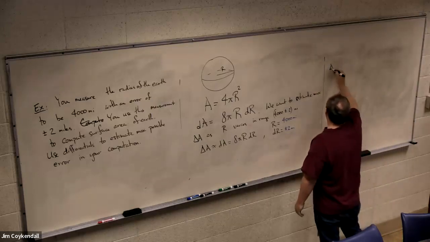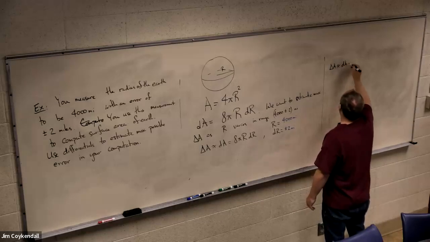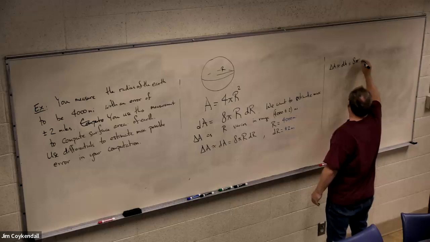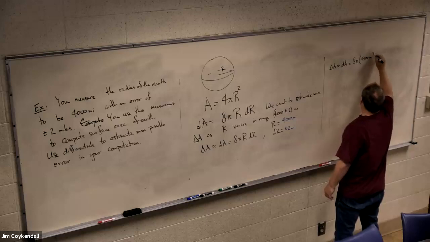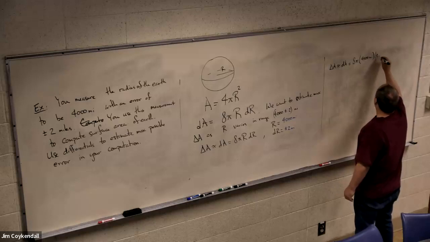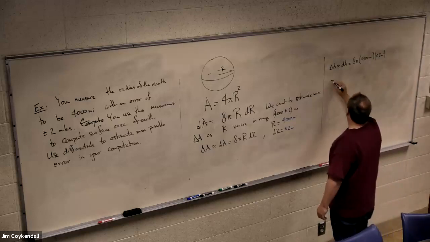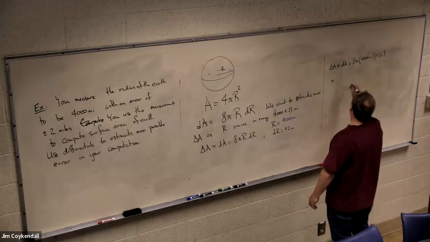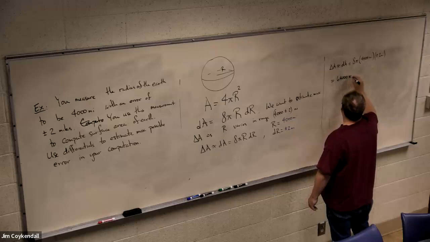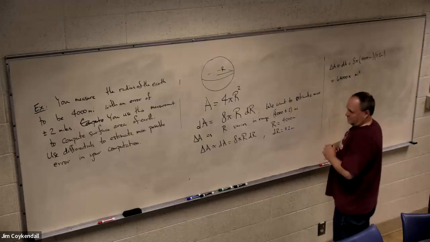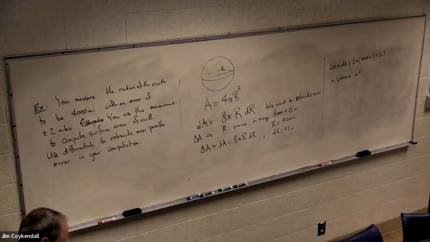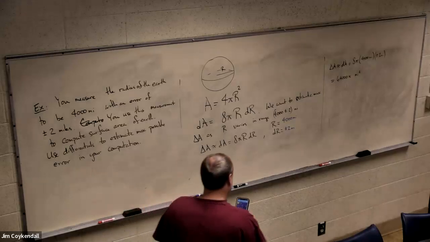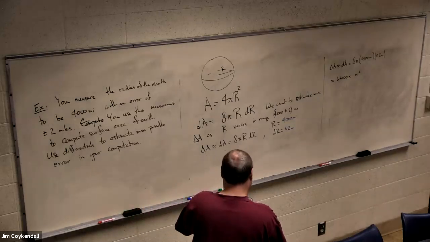Well, let's see. Change this, probably dA, which is 8 pi times 4,000 miles times plus or minus 2 miles. So this is 3264. So I get 3264. So let me see. Let me ballpark that. That's 64,000.